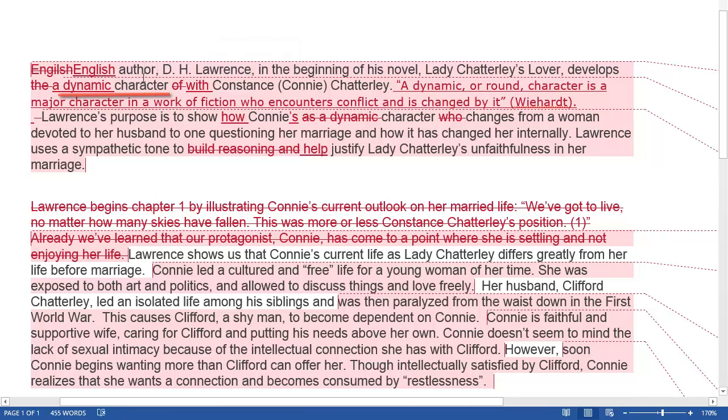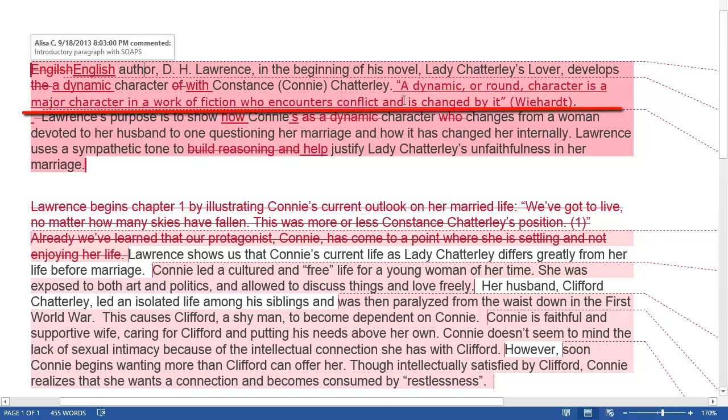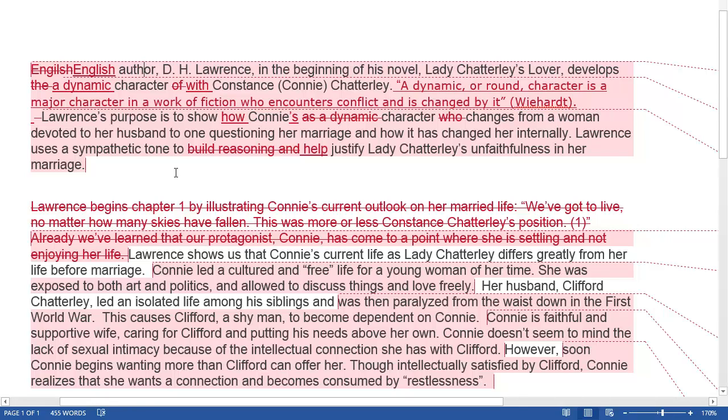So she begins: English author D.H. Lawrence, in the beginning of his novel, Lady Chatterley's Lover, develops a dynamic character with Constance Chatterley. Okay, so she is identifying Connie as a dynamic character. Now, it helps if you understand the definition of a dynamic character, so go ahead and add the definition into your text. So here I quoted, "A dynamic or round character is a major character in a work of fiction who encounters conflict and is changed by it." So that's going to be the key element of this journal post, that definition.